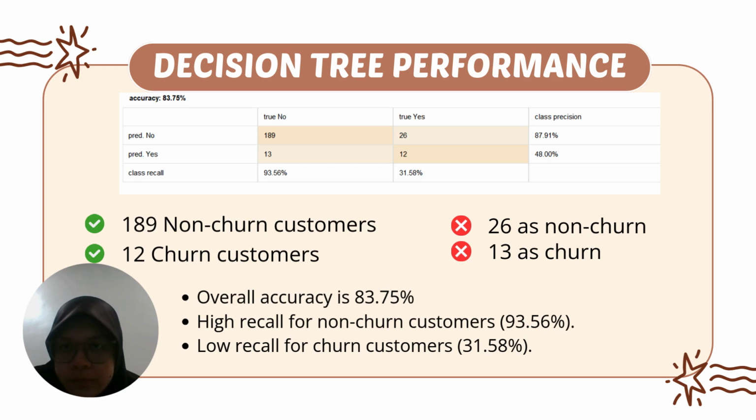Decision tree correctly predicted 198 as non-churn but missed 26 customers. 12 churn were correctly detected, but there were 13 false churn customers. So the accuracy is 83.75%. It is balanced.